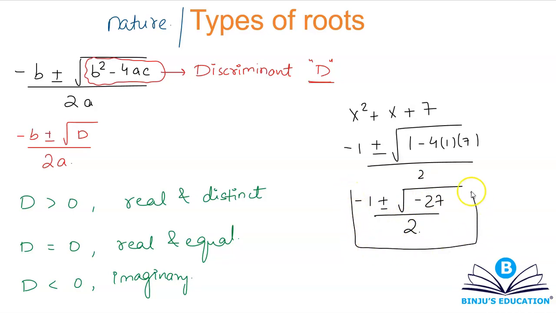Now whenever you have a negative quantity inside the root, it is an imaginary quantity. Negative numbers inside the under root are not defined, because under root is only defined for non-negative numbers. So this basically goes to iota, or imaginary numbers. But anyways, the point is, if your discriminant is less than 0, then you have imaginary roots.